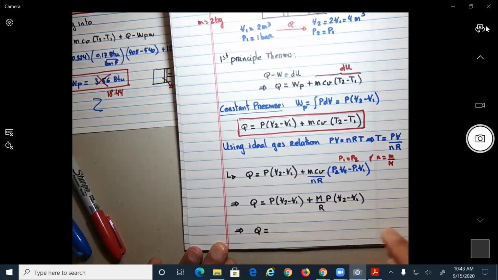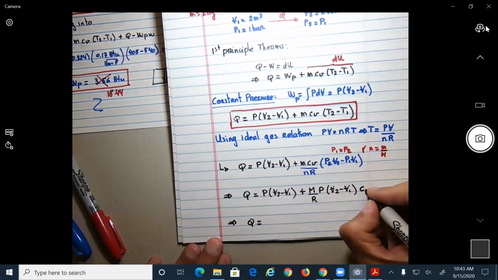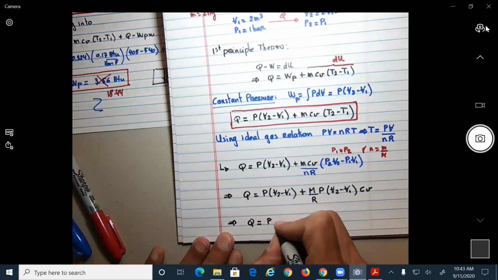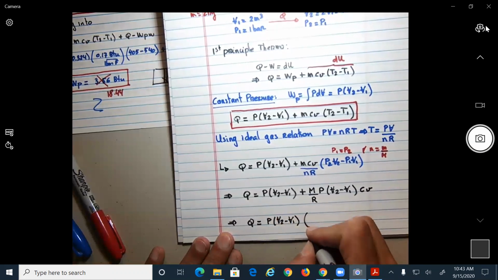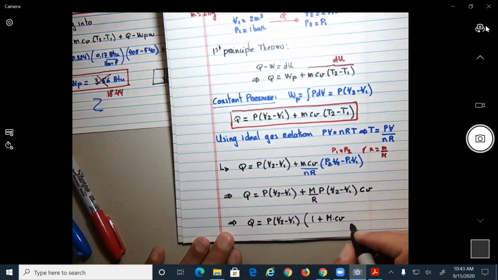So, did you drop the specific heat? No, you cannot drop it. I forgot that specific heat. Sorry. So this will be CV here. All right, I forgot about the CV. Thank you. So this will give you what? We can factor out P (V2 minus V1), and the factor is 1 plus M CV over R.